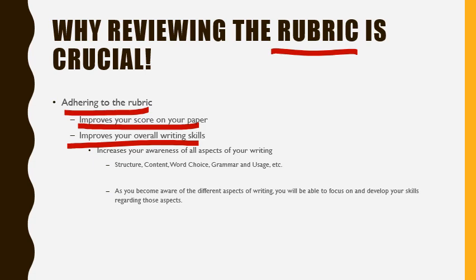How so? How can this improve my overall writing skills? Because it increases your awareness of the different aspects of your writing. So, I hope that you've come to see that in this class, effective writing is not just about writing a sentence that's grammatically correct. There's structure, there's content, there's word choice, and of course there's grammar and usage. There are those things too, but there are all these different aspects of writing that you're looking at to determine if a piece of writing is effective or not.